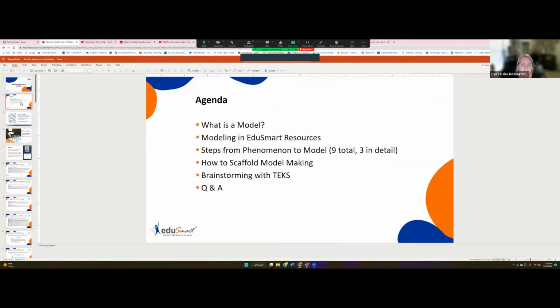So today our agenda is going to cover what exactly a model is, when kids are asked to model something, what does that mean? I'm going to show a few examples of modeling that we currently have in EduSmart resources, how to go from introducing a phenomenon to a final model. I have lots of different examples. How to scaffold model making and doing models with kids, because they can't just jump into full-blown modeling. If we have time, some brainstorming with TEKS for you to come up with ideas for how kids could model some of these topics. And then, of course, we will have time for question and answer.